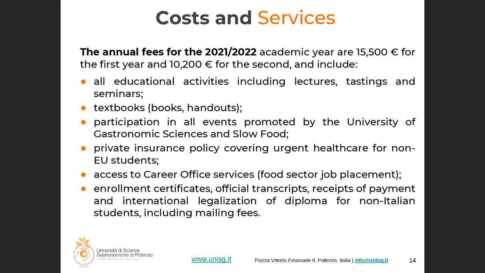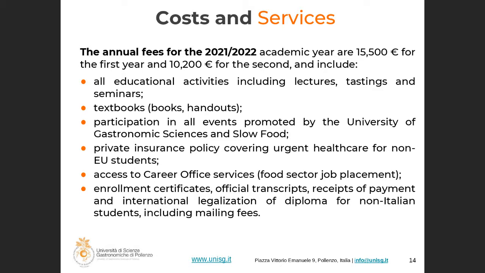Here, I reported a series of administrative information. For additional details, you should ask the administrative office. I will give you the email address of the person of reference. But just to give you an idea, here you see the annual fees for the academic year 2021-2022. And you see that the fee is lower in the second year simply because students spend less time in the campus and then the costs are lower.